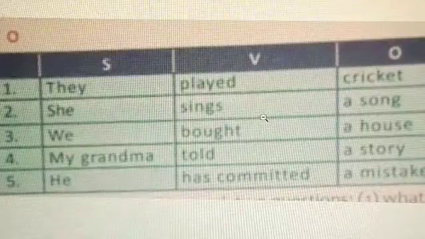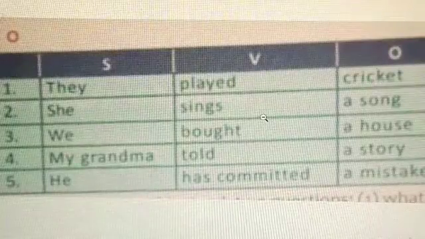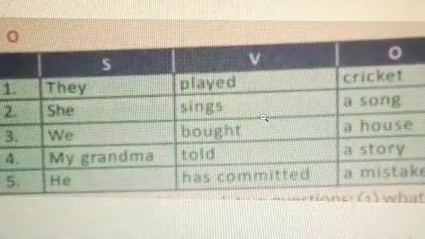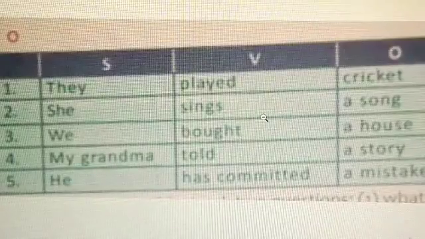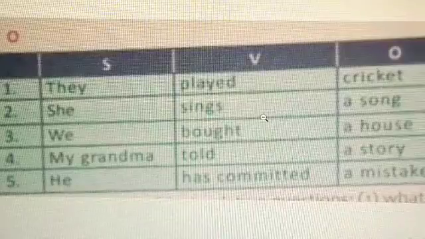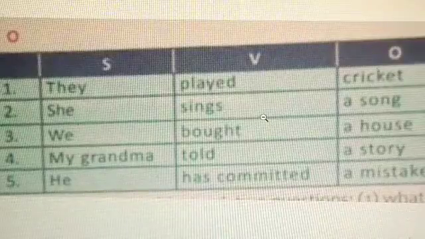So to identify the object ask 2 questions. First one what and second one whom. If you get the answer to these questions, then only in this sentence that is the object.